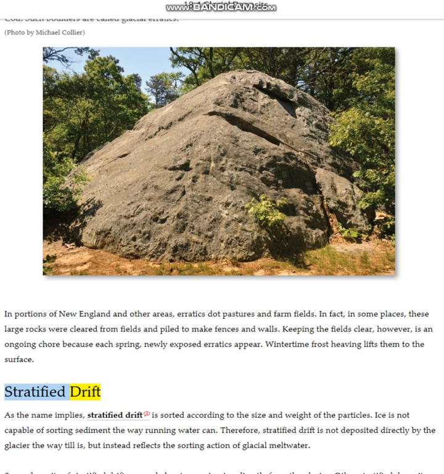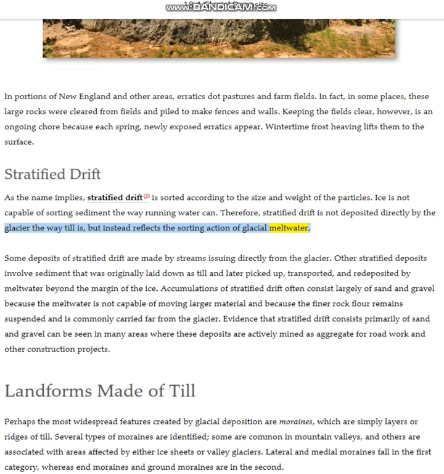Stratified drift. As the name implies, stratified drift is sorted according to the size and weight of the particles. Ice is not capable of sorting sediment the way running water can. Therefore, stratified drift is not deposited directly by the glacier the way till is, but instead reflects the sorting action of glacial meltwater. Some deposits of stratified drift are made by streams issuing directly from the glacier. Other stratified deposits involve sediment that was originally laid down as till and later picked up, transported, and redeposited by meltwater beyond the margin of the ice.